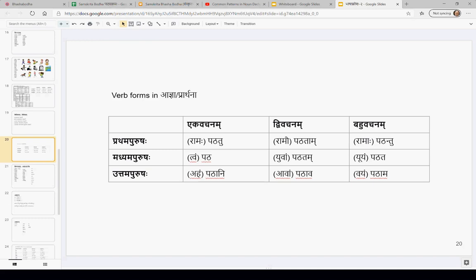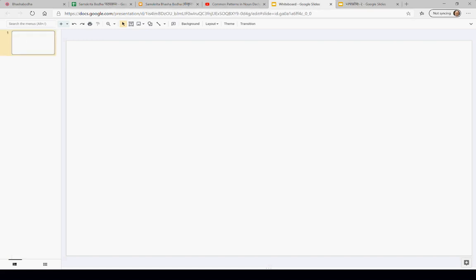The other thing you should be familiar with is the Kriyapada Rupani. We will take a quick look at the Kriyapada Rupani in the next class before we start the actual subject. We'll start the Pravesham in the next class, Level 2. But before that, we'll take a quick look at this and then proceed.